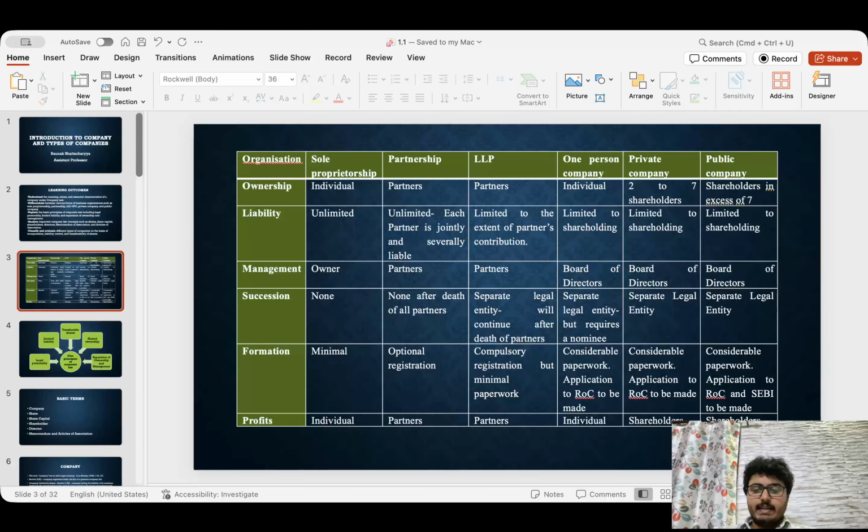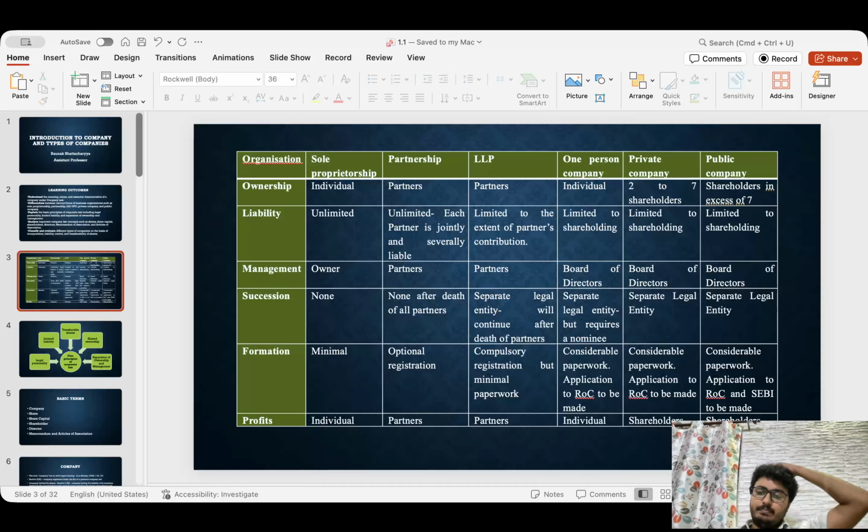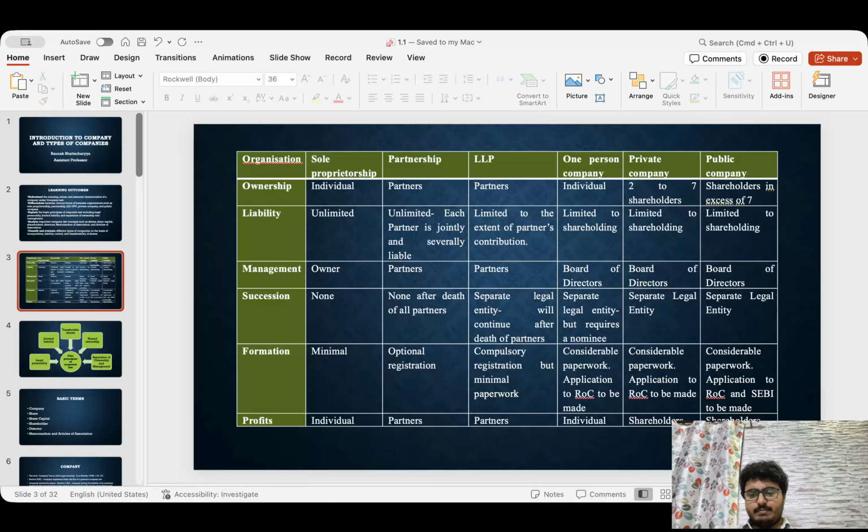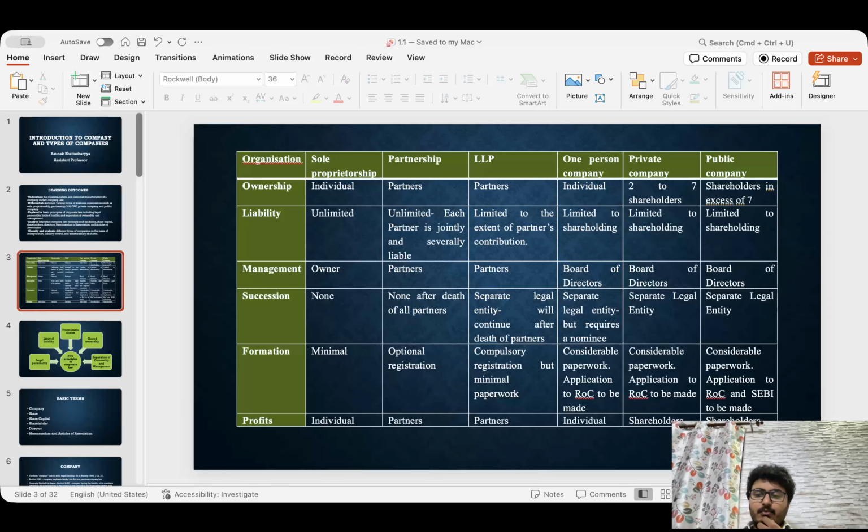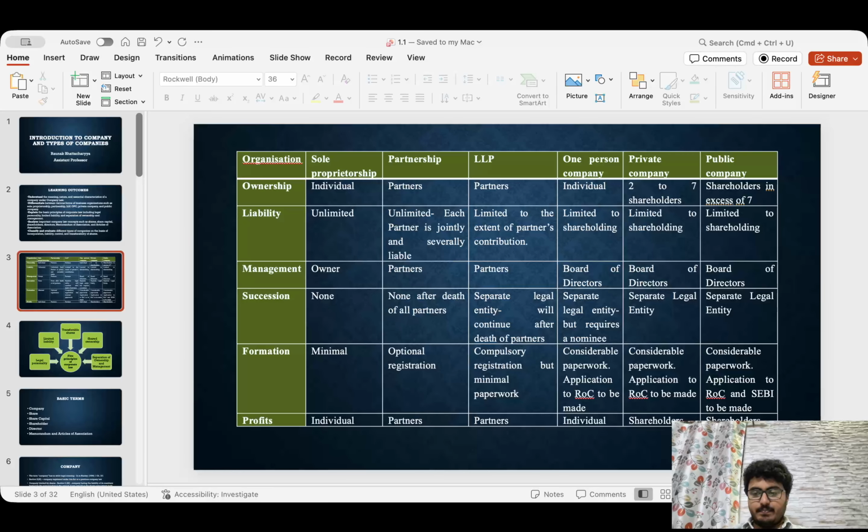So, basically, this is our forms of business organizations. In this lecture, we will understand the basic principles and the important terms associated with the companies such as shares, shareholders, and the directors, and the constitutional documents. So, come to the forms of business organizations. Before understanding the companies, we must compare the different forms of business organizations.